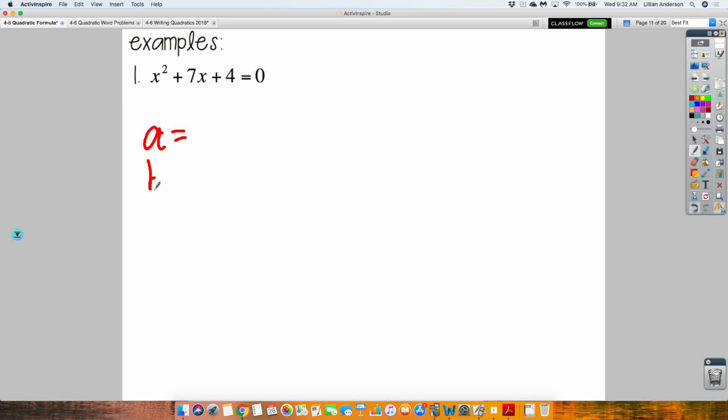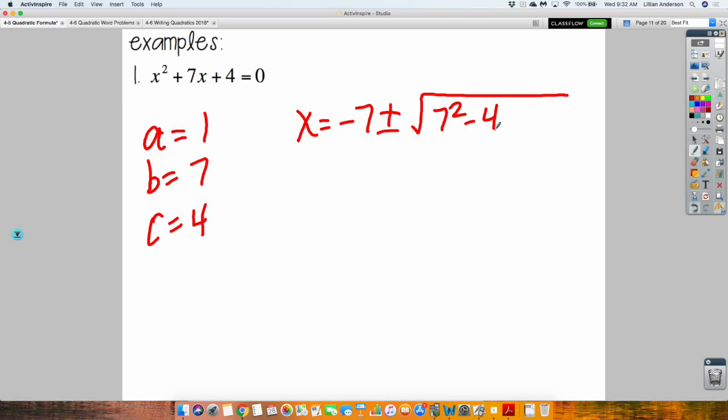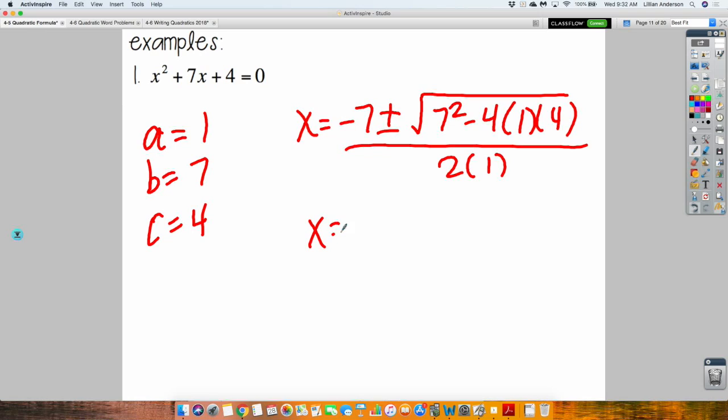Awesome. So when I go to plug it in, what's the number underneath my radical after I plug all the numbers in and simplify? Once I plug everything in and do the whole b squared minus 4ac, what's going to be that number underneath my radical? 33. 33 all over 2. Did you guys get this? Does 33 break down? No. So this is your final answer.